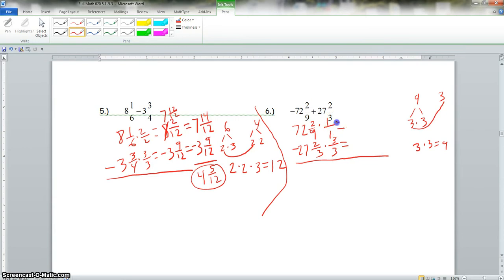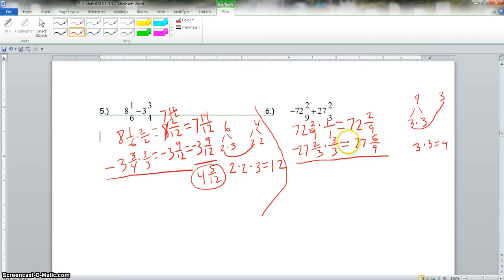So now, we will bring over our 72. 9 times 1 is 9. 2 times 1 is 2. Now we have our minus 27. 3 times 3 is 9. And 2 times 3 is 6.